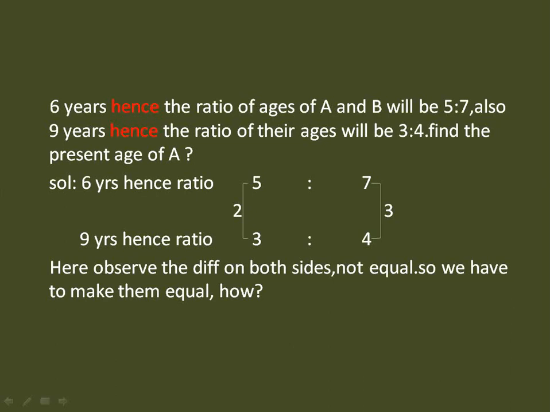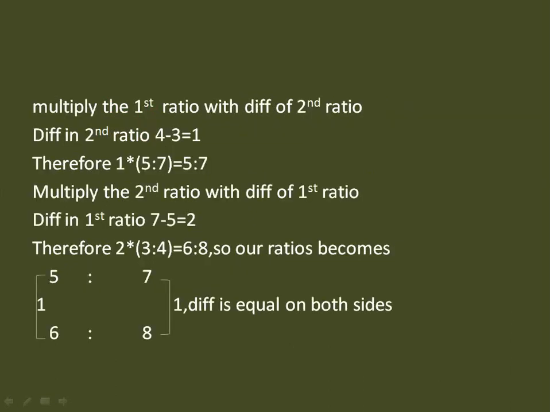Observe the differences on both sides. One side is 2 and another side is 3. So the differences on both sides are not equal, so we have to equalize them. How? Multiply the first ratio with the difference of the second ratio. What is the difference in the second ratio? 4 minus 3, 1. So we have to multiply this 1 with 5:7.